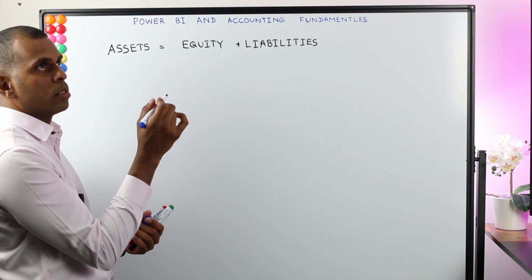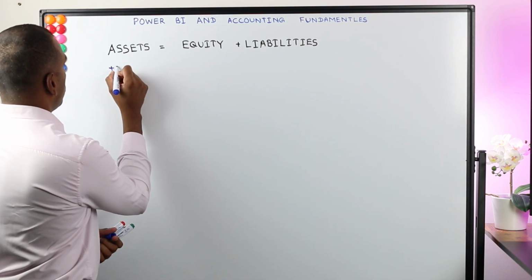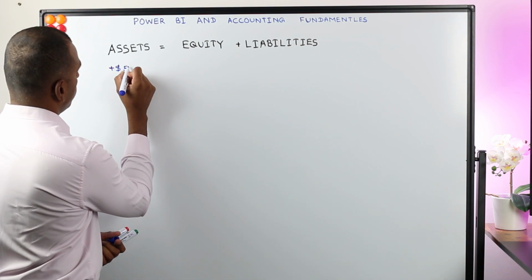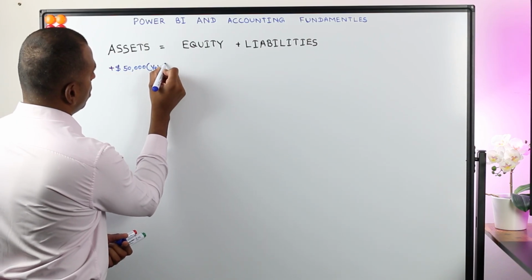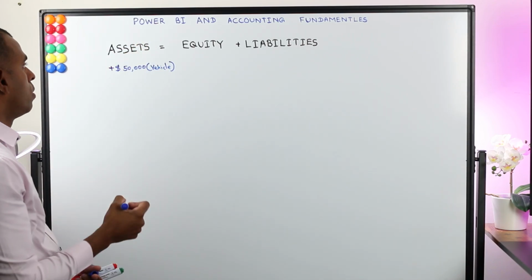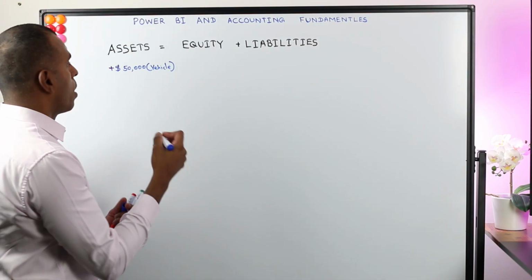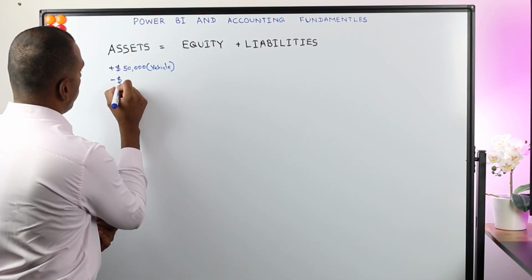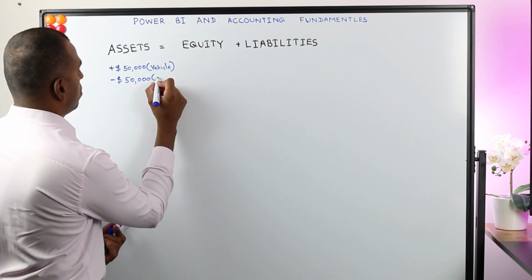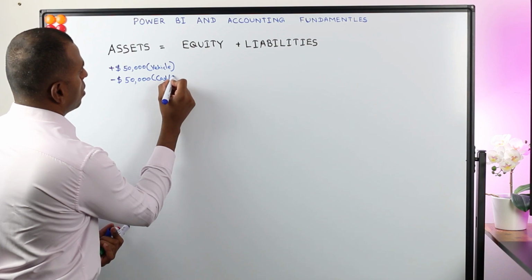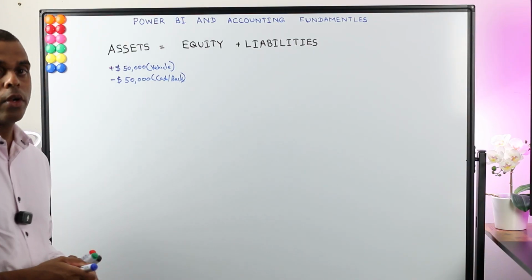So if a business buys a $50,000 worth vehicle, how does it affect this? This is an asset, a vehicle, going up, and the business buys it for cash or pays by bank. Let's say $50,000 worth of cash goes down, the bank or whatever, right? That's how it is recorded.